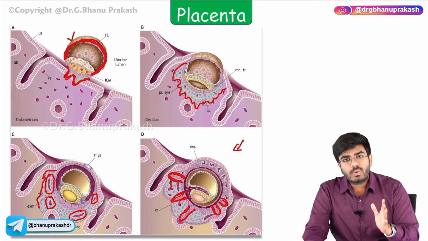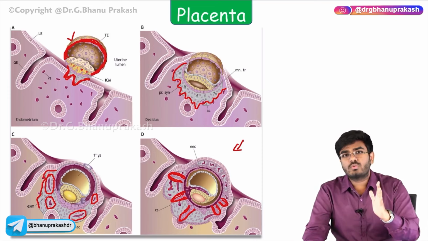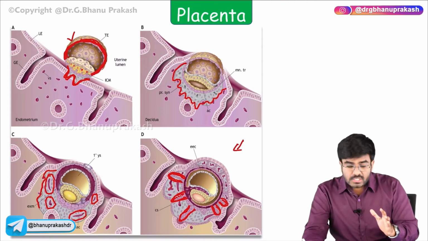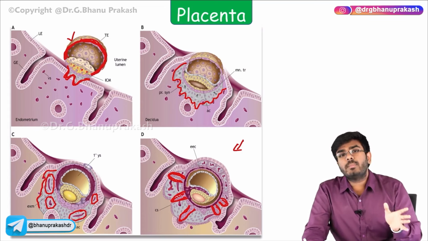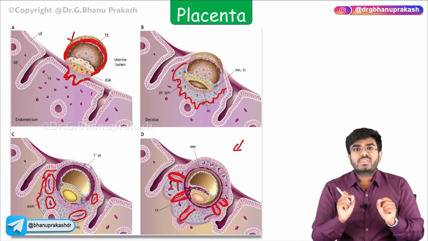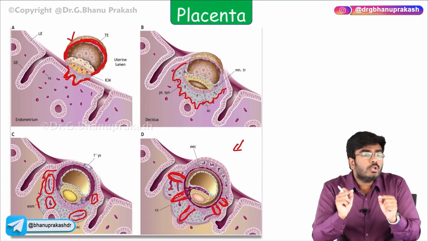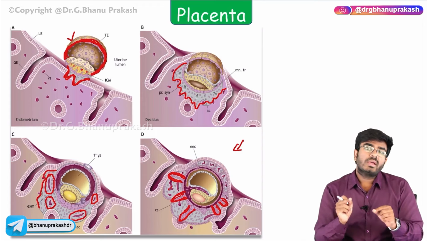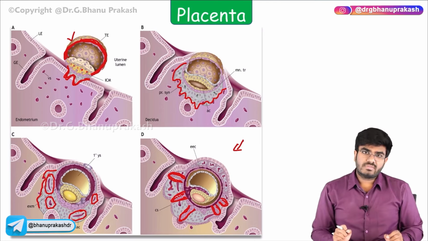Initially the syncytial trophoblast is going to invade into the endometrium. Now this syncytial trophoblast will develop the lacunae. Now into the lacunae, maternal blood will drain. Now fetal cytotrophoblast is going to grow into the syncytial trophoblast, and fetal blood vessels are going to come into the villus projections. Later exchange of gases will happen.